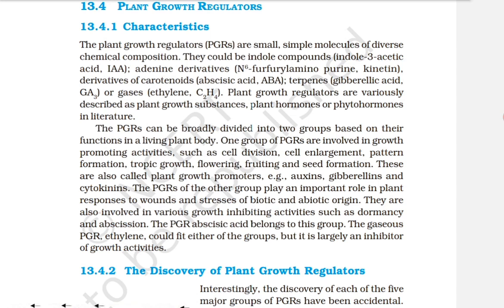The plant growth regulators can be broadly divided into two groups based on their functions in a living plant body. One group of plant growth regulators are involved in growth promoting activities such as cell division, cell enlargement, pattern formation, tropic growth, flowering, fruiting and seed formation. These are also called plant growth promoters. Example, auxin, gibberellin and cytokinins.